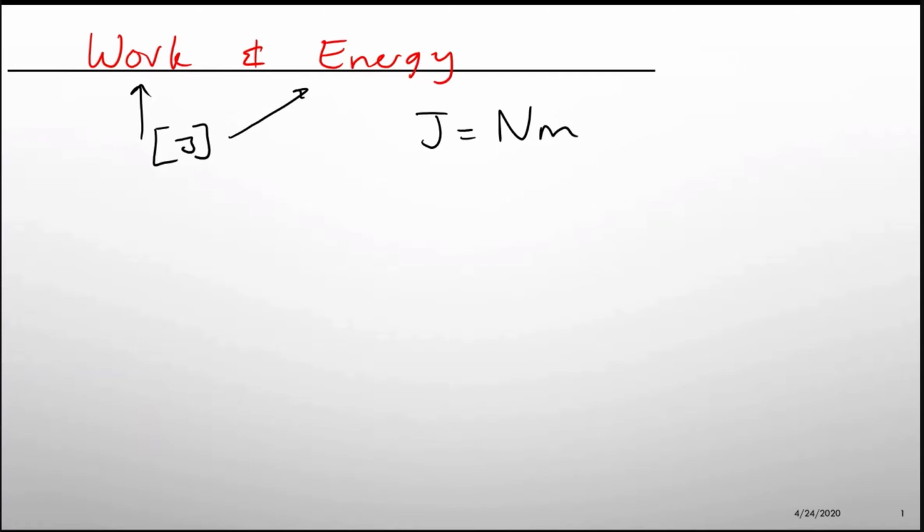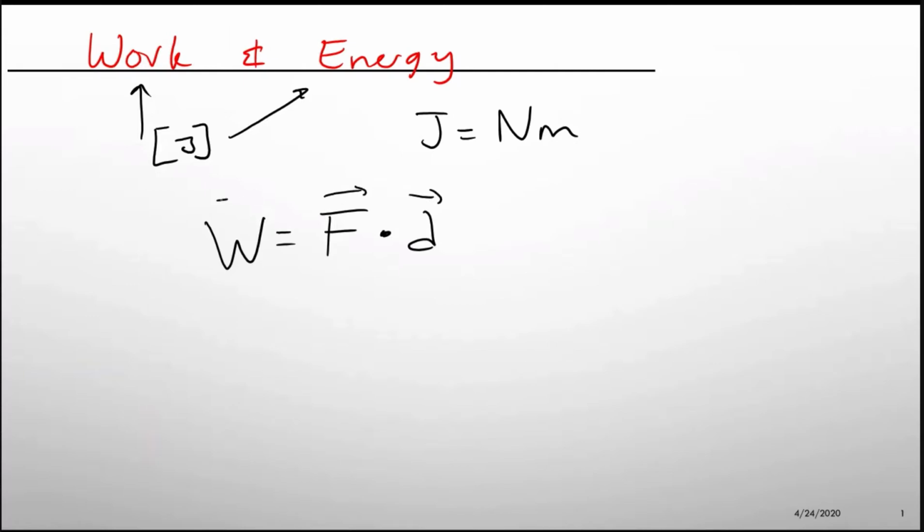So let's discuss. Work is measured in joules, as well as energy. A joule is a Newton meter. The idea is that we are measuring the ability to do work in the number of joules that we have. So the equation for work is force dot distance.